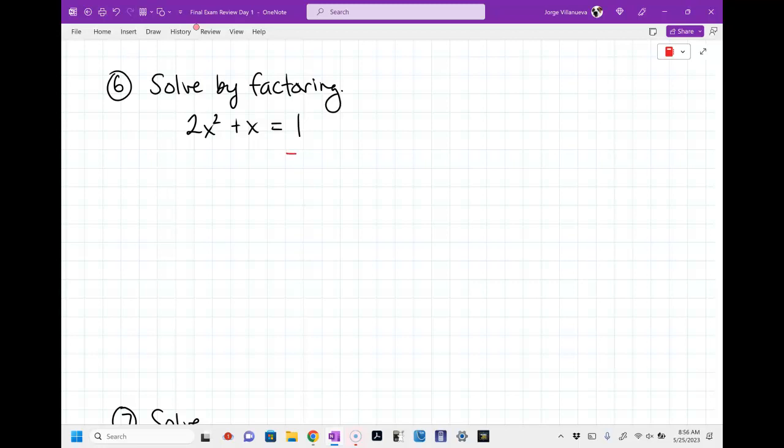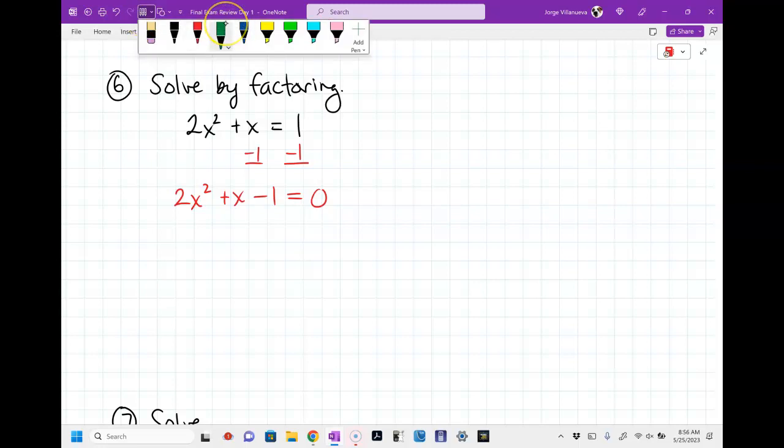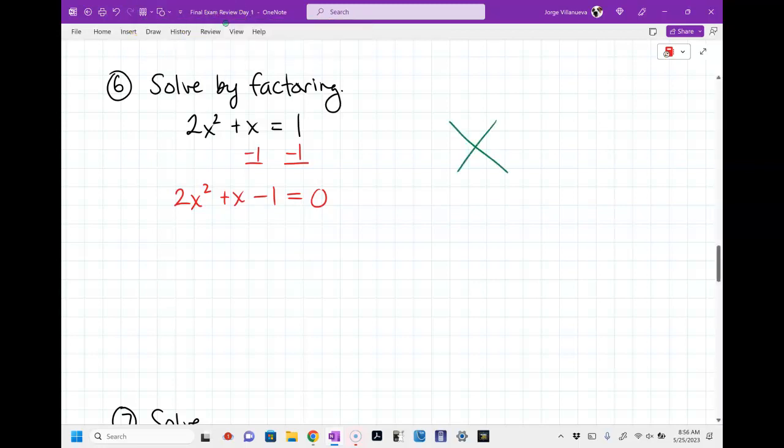So what I'm going to do is subtract 1 on both sides first. So this gives me 2x squared plus x minus 1 equals 0. And now I'm going to start factoring. So hopefully you guys are good at this part by now. The factoring part, I'm hoping, isn't the part that's going to get you.